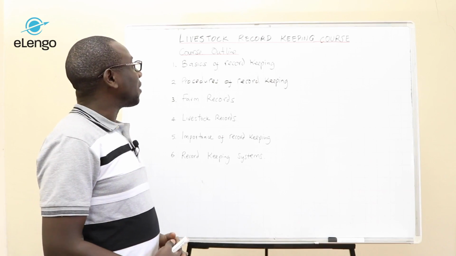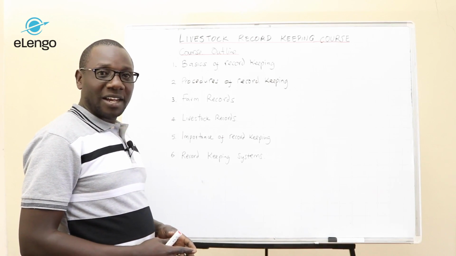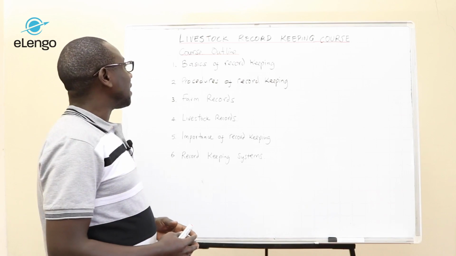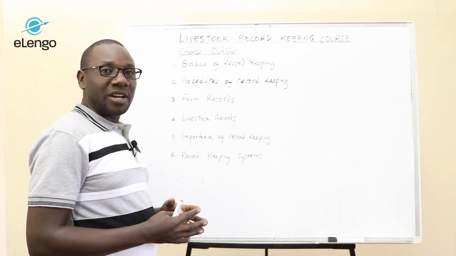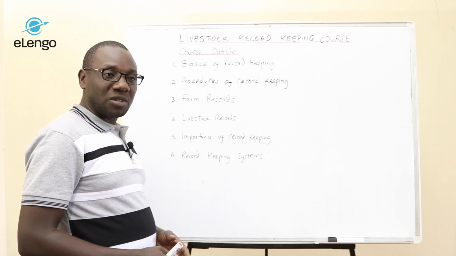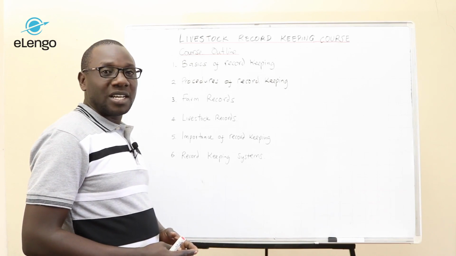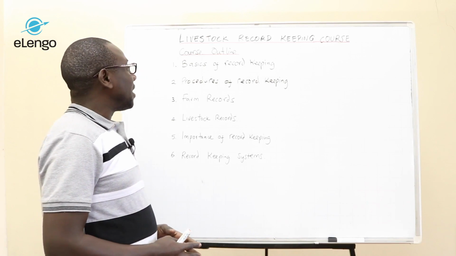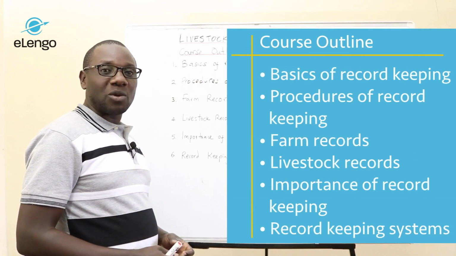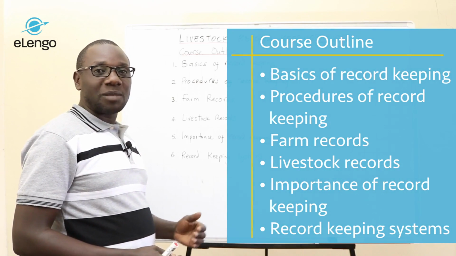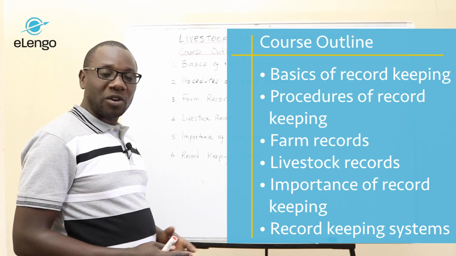Now let us look at the course outline, and we are going to cover a number of sections under record keeping. First we shall start with the basics and have a general understanding of record keeping and why it is important. We want farmers to know why records are important and why they should keep them. We shall also be looking at the procedures of record keeping, whereby we shall be looking at what is involved and the various steps that farmers should follow in ensuring that there is proper record keeping.